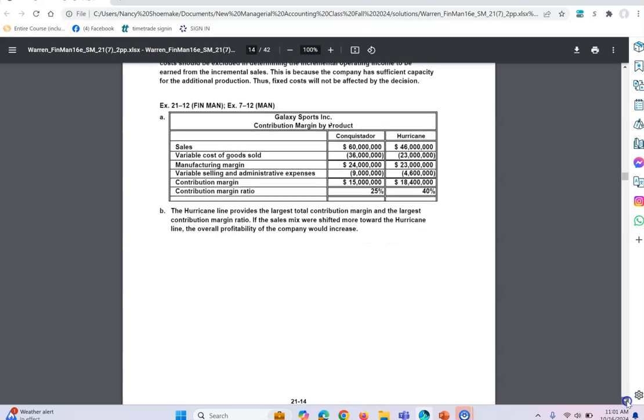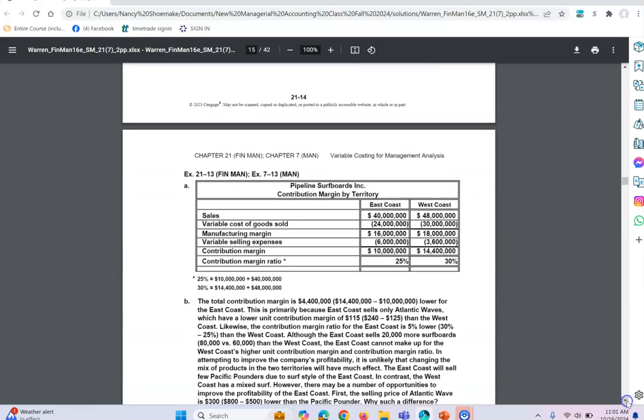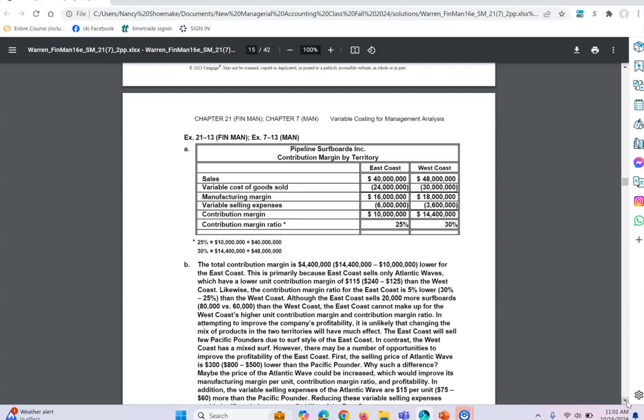So in this case, we can see the sales for the East Coast is 40 million less our variable cost of 24 million. Gives us our manufacturing margin of 16 million. After our variable selling expenses, we've got a contribution margin of 10 million, which is a 25% margin ratio. The West Coast, you can see here, has a higher contribution margin and a higher contribution margin ratio.